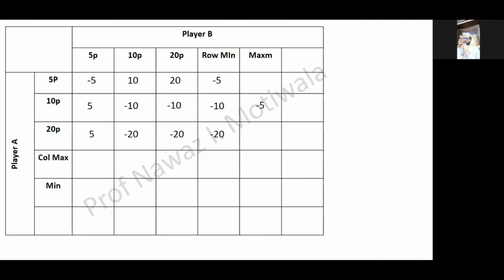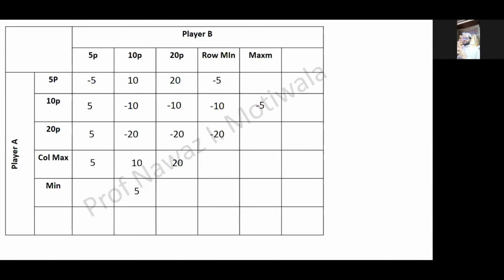Similarly, we go column wise and find the maximum. The maximums are 5, then 10, and then 20. Out of these, the minimum is 5. As you can see, 5 is greater than -5, so maximin and minimax are not equal. Hence, I will go for a mixed strategy.